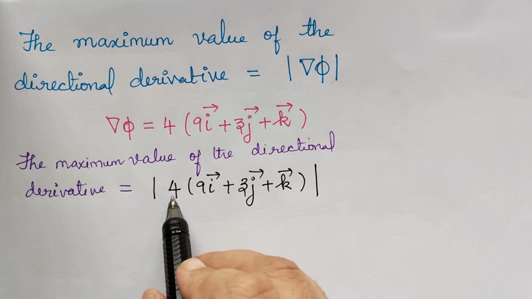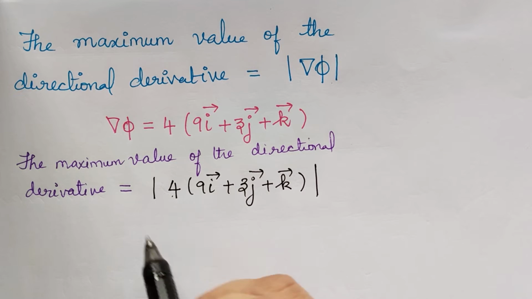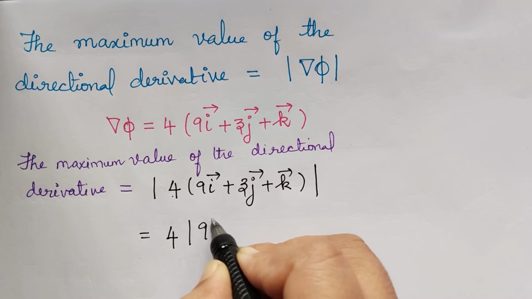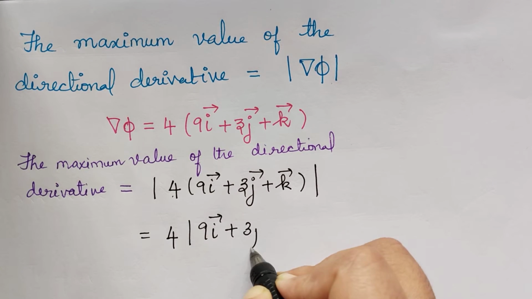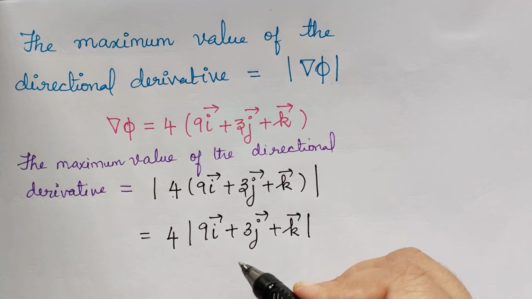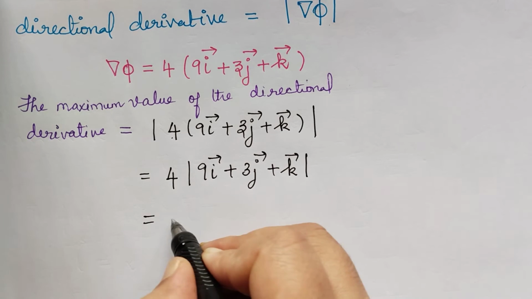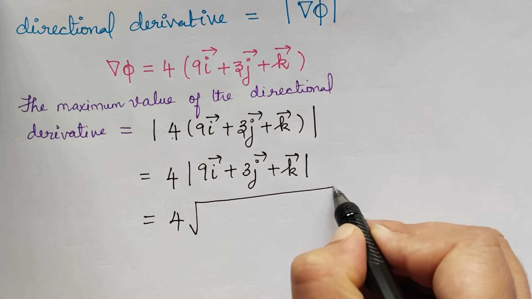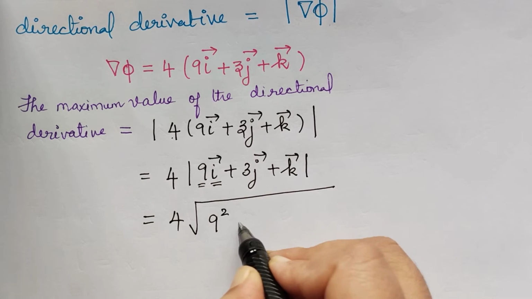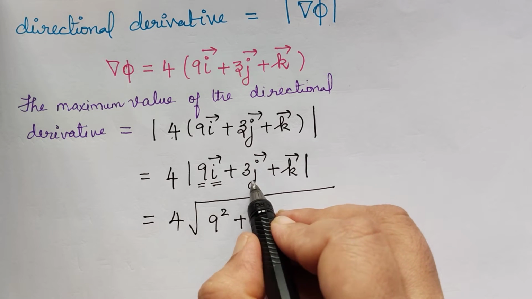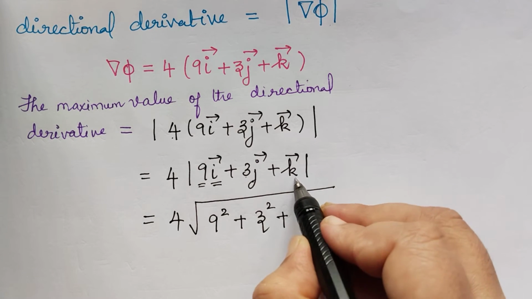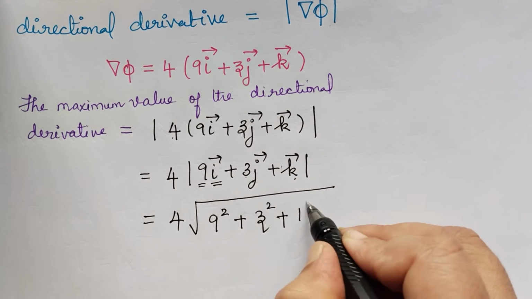Now this 4 is a positive value, so it can be taken outside the modulus. So 4 modulus of 9i vector plus 3j vector plus k vector. Now we will apply the formula for modulus, which is equal to 4 multiplied with the square root of, what is the component of i? It is 9. So 9 squared plus, what is the component of j? It is 3. So 3 squared plus, what is the component of k? It is 1. So it is 1 squared.